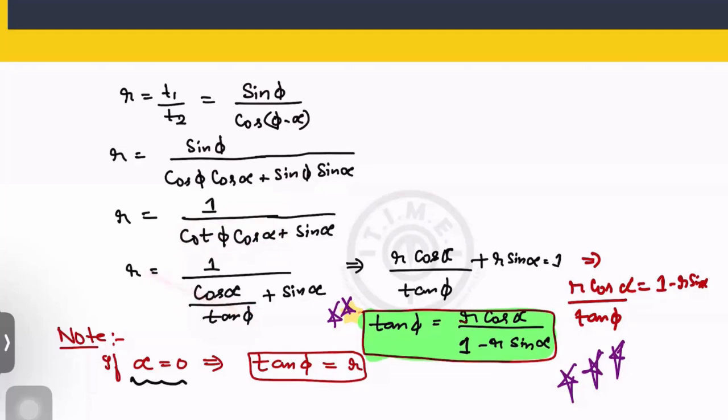If you cross multiply, what will you get? r cos alpha over tan phi plus r sine alpha is equal to 1. So 1 minus r sine alpha is equal to r cos alpha over tan phi. So tan phi you can easily write from this: r cos alpha over 1 minus r sine alpha. This is a very, very important relation. Again, I'm telling you, the derivation is not important, because if the question comes in the GATE exam, you have to remember this formula. But how this result came, I have explained. Is it clear to both of you?